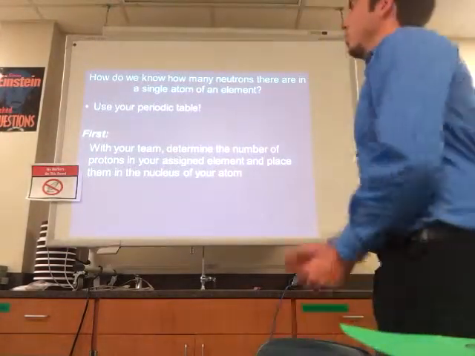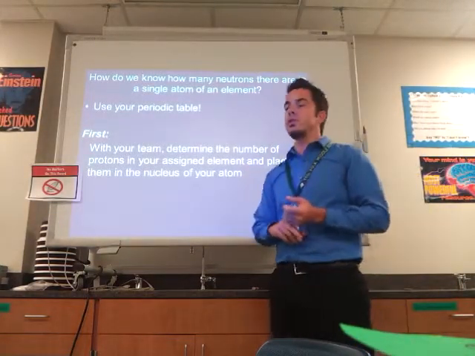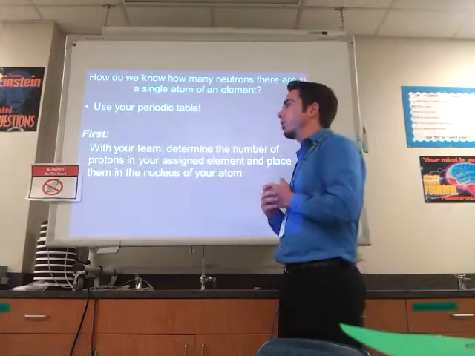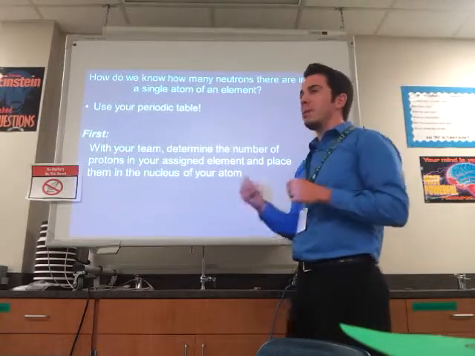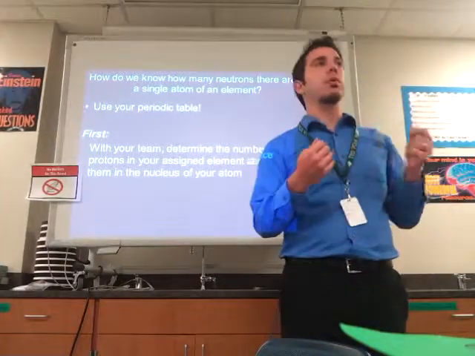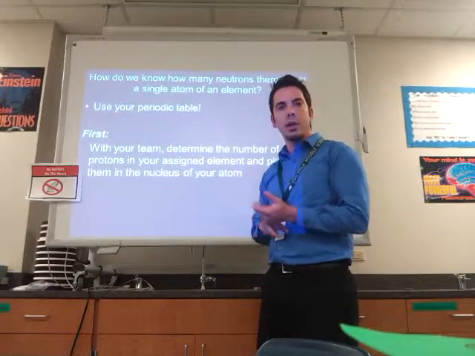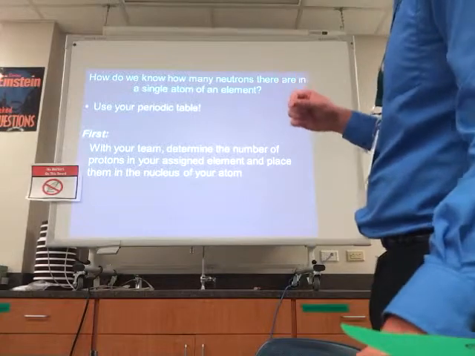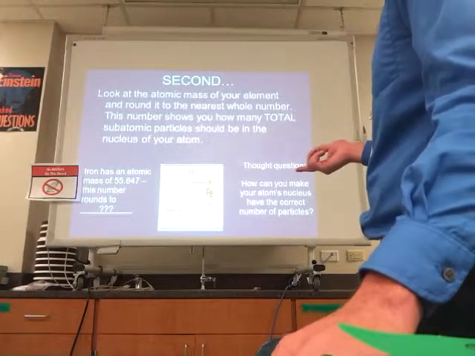So how do you know how many neutrons there are? Typically we've done Bohr models in this class. There is a tutorial on Bohr models that shows you how to calculate the number of neutrons. But in short, it's atomic mass minus number of protons gives you the number of neutrons. That's kind of a backwards way of thinking about it, because protons plus neutrons gives you atomic mass. So mass minus protons, or atomic number, gives you number of neutrons.